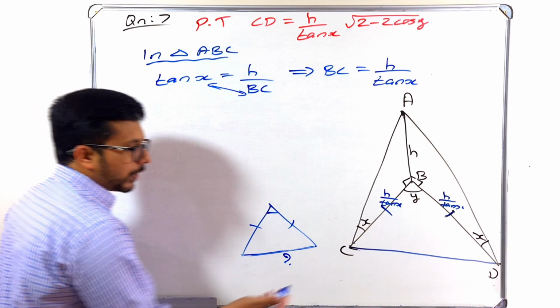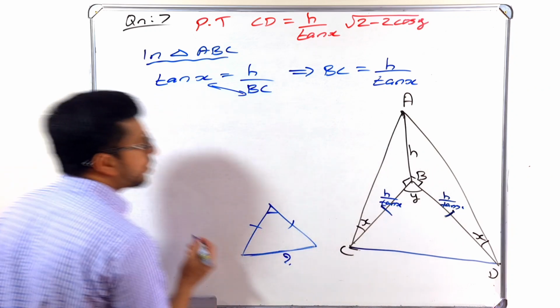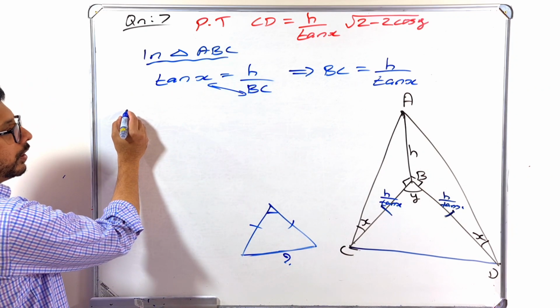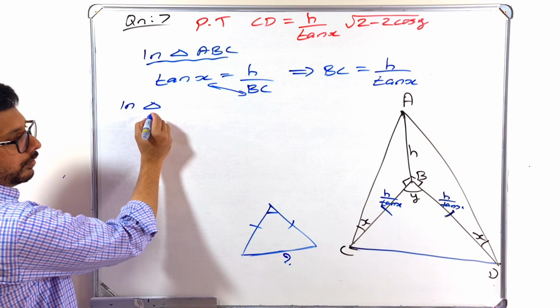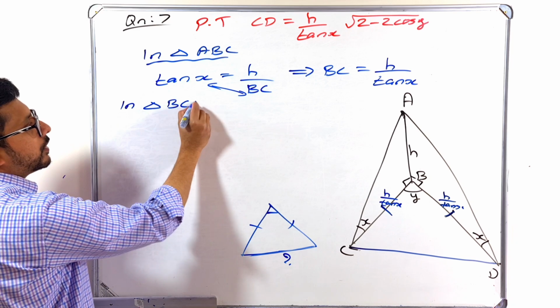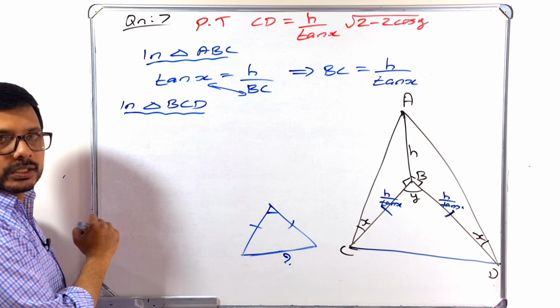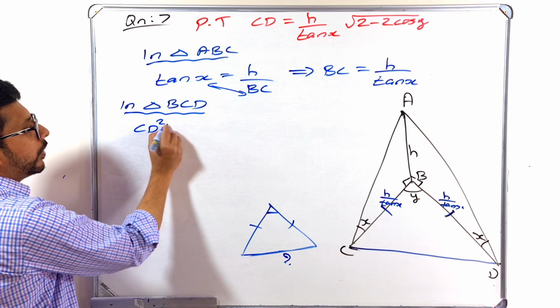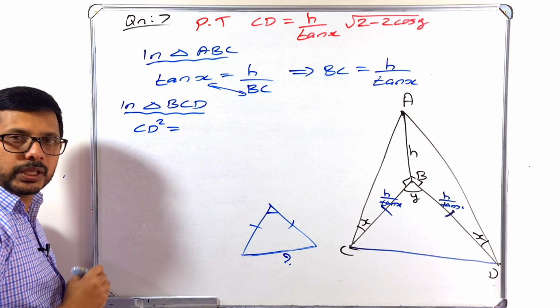Okay, so we are going to find CD. So how can you apply cosine rule? In which triangle? BCD. In triangle BCD, CD square is equal to, I'm going to apply cosine rule here.